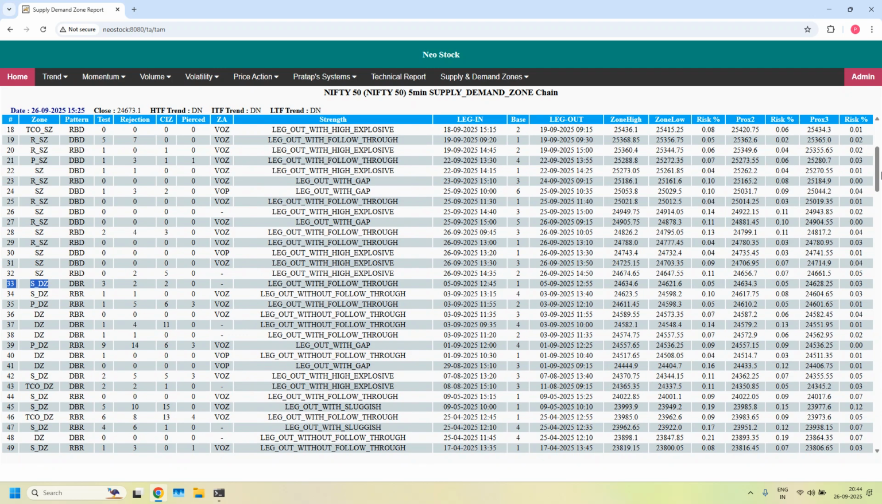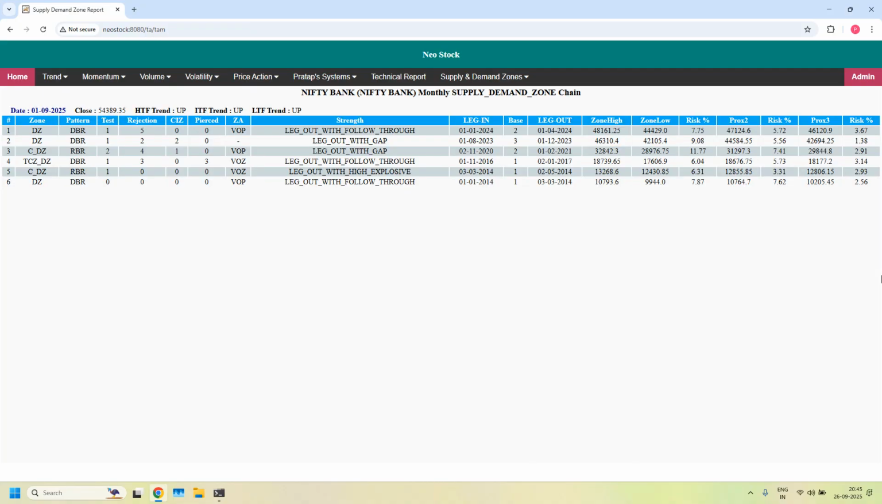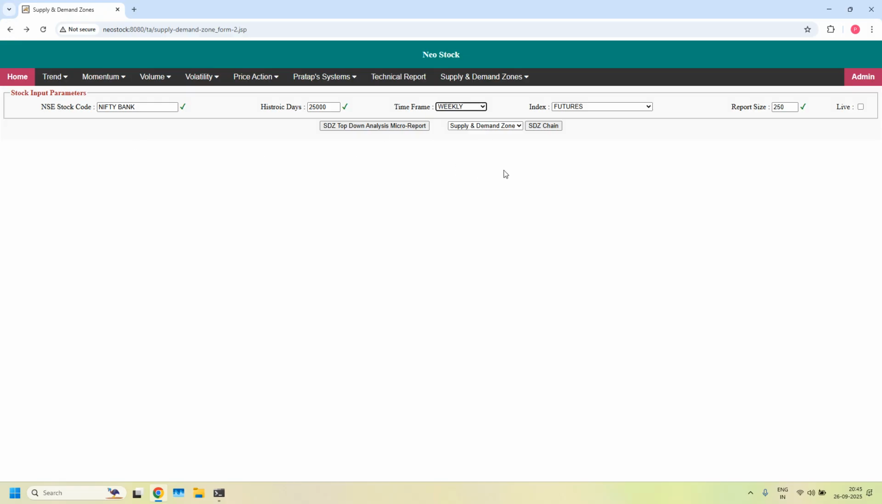Next, I will generate BANKNIFTY supply demand zone chain. I am going back, changing the name to NIFTY Bank. That is nothing but BANKNIFTY. So generating monthly supply demand zone chain for BANKNIFTY. Next, generating weekly supply demand zone chain for BANKNIFTY.